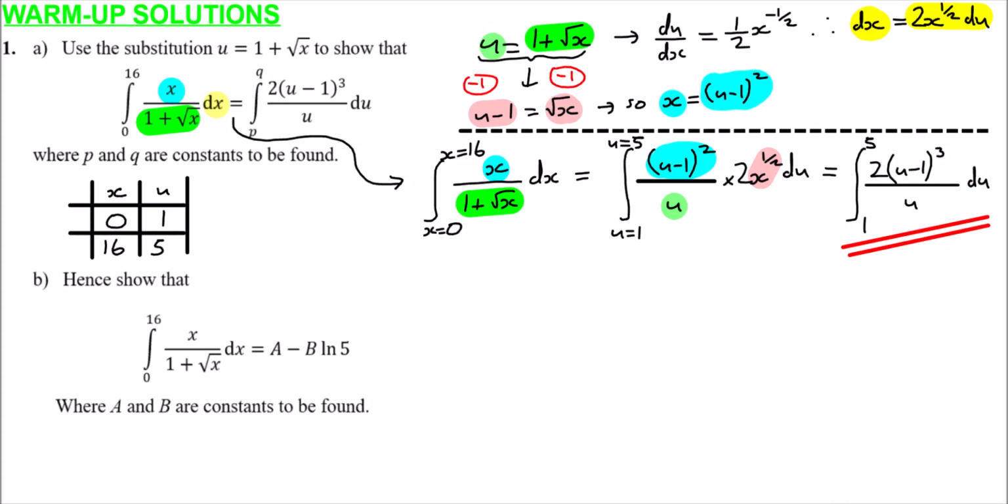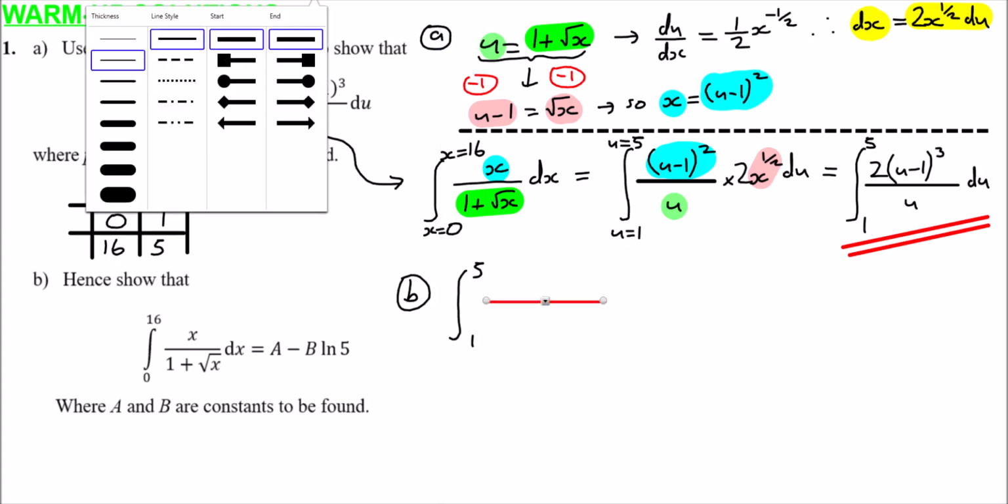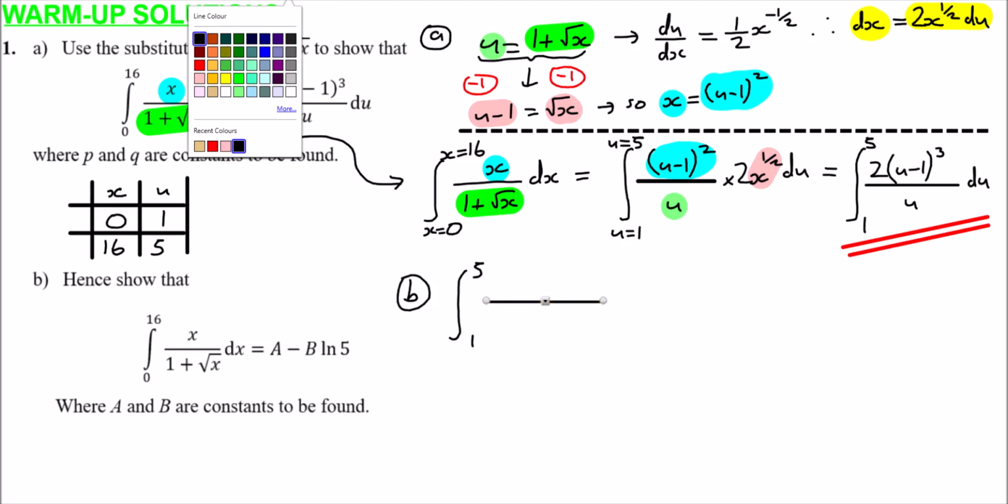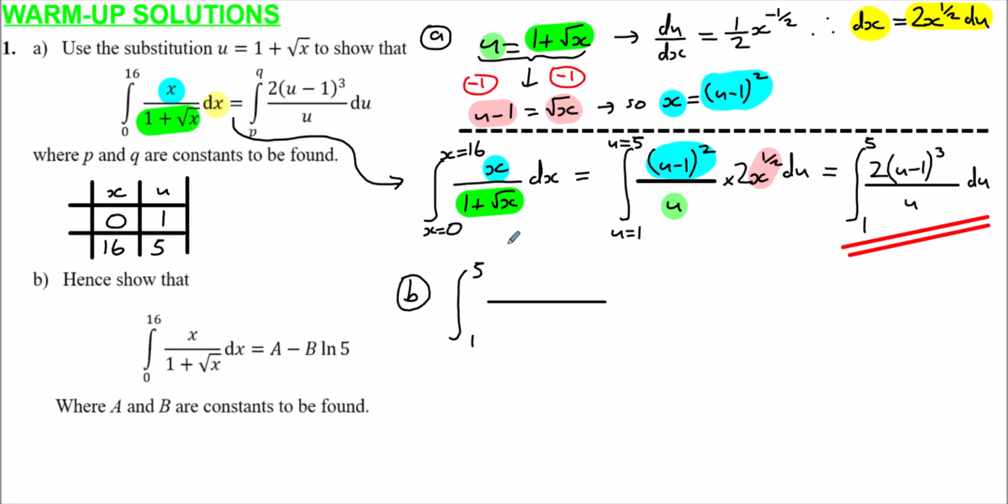So now for part B, what we can now do is actually integrate this. So that's part A. Part B is to actually integrate it. And so the next step is to say from 5 to 1 of this integral. We can actually do this by taking that 2 to the outside. Now u minus 1 all cubed, we can actually expand this all out.